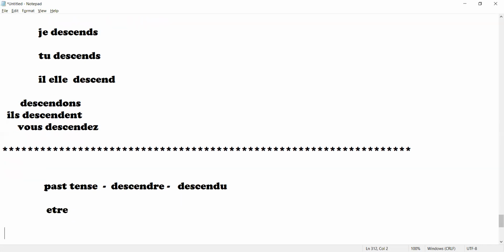So I will say, je suis descendu. Yes. What is the formula of past tense? The formula of past tense is, we have to convert the main verb, like descendu, to the past participle. And I have to use the rest of what we use in the present tense. So what is it in the present tense? Je suis descendu. It means I go down.